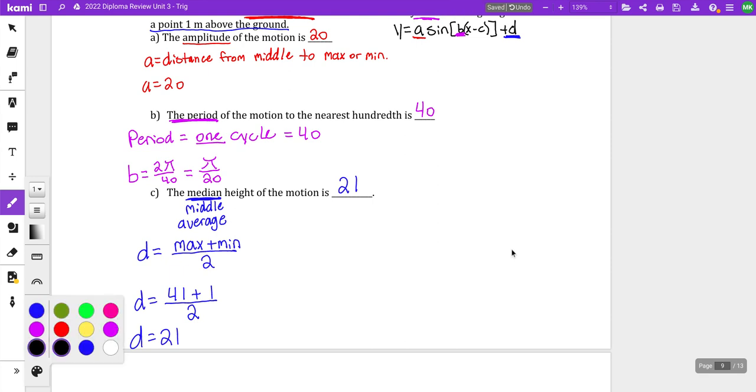If you think about what I just did, I got a Ferris wheel like this. They're telling me this is 20. This is another 20. This is 1. So my maximum height is 41. Minimum height is 1. I'm right here.